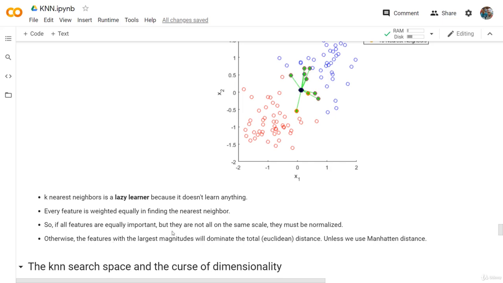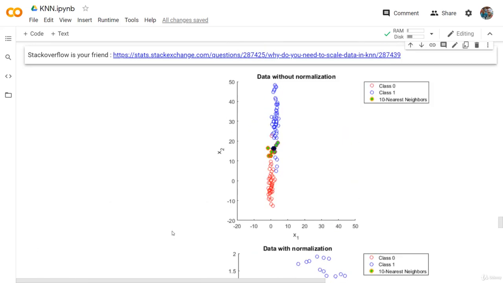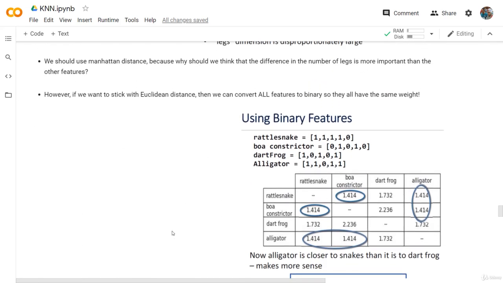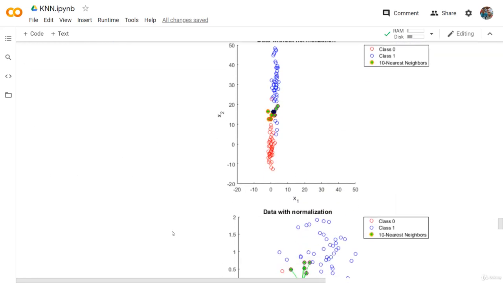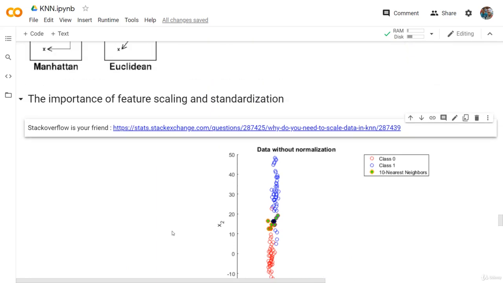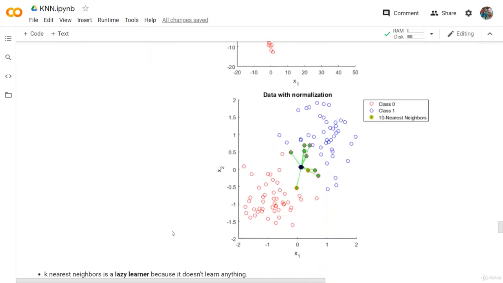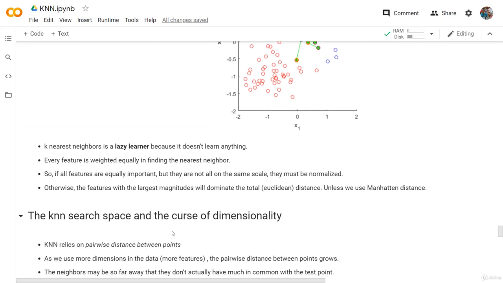We can solve this problem by using the Manhattan distance, right? As we said in the example in the last lesson. So I wanted to emphasize the importance of feature scaling and standardization, and especially in KNN. In the next lesson, we will understand a very important problem and a limitation for the KNN algorithm, which is the search space and the curse of dimensionality. So let's go.